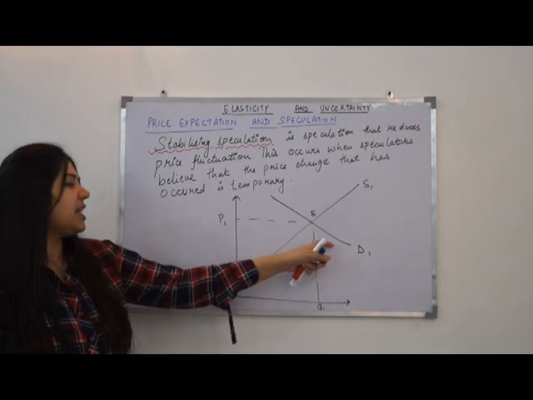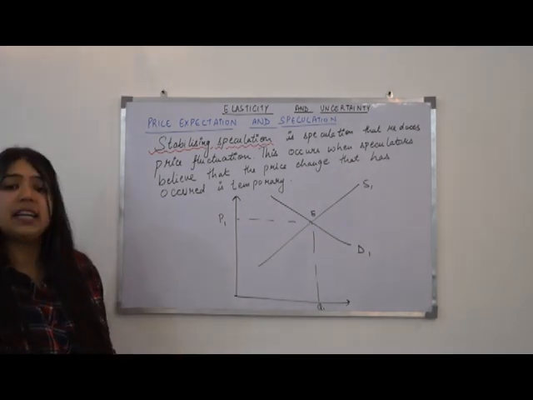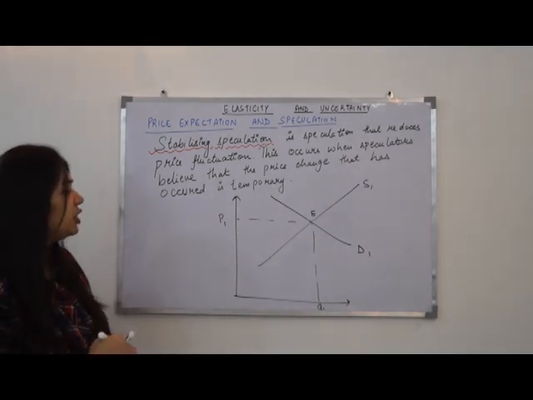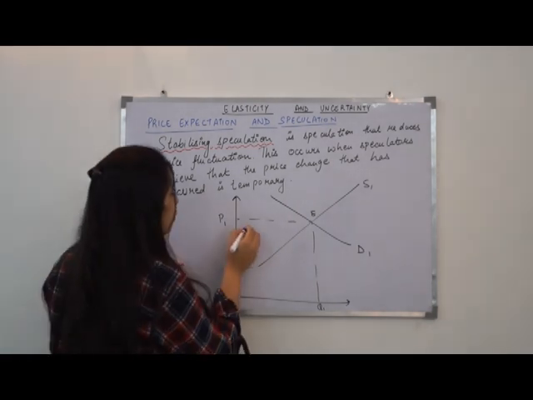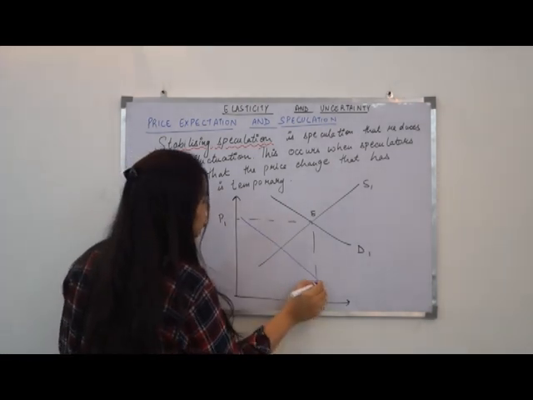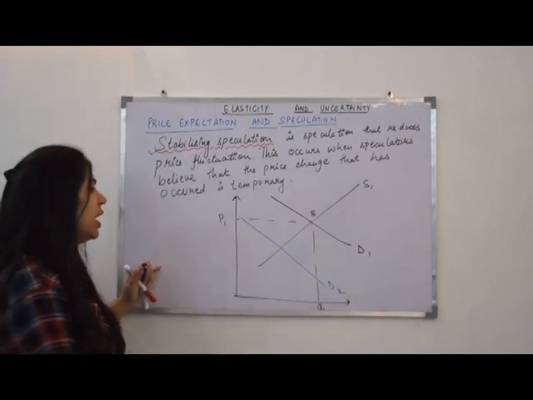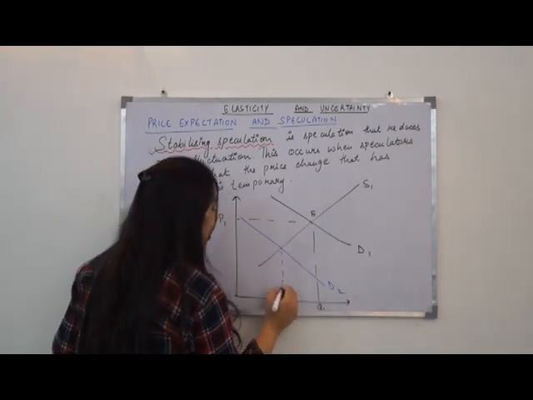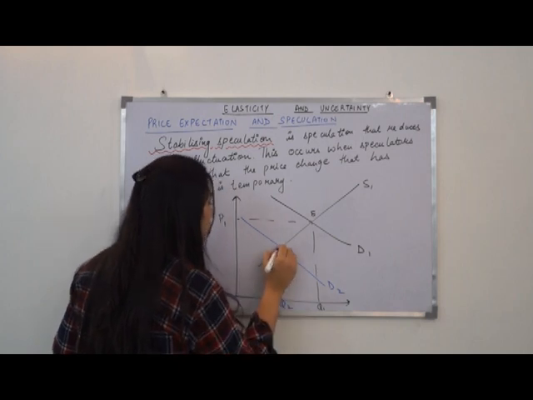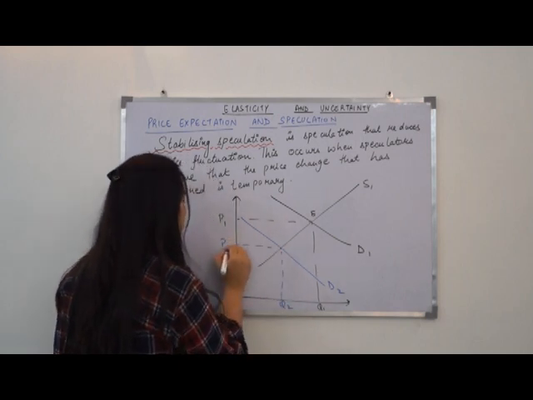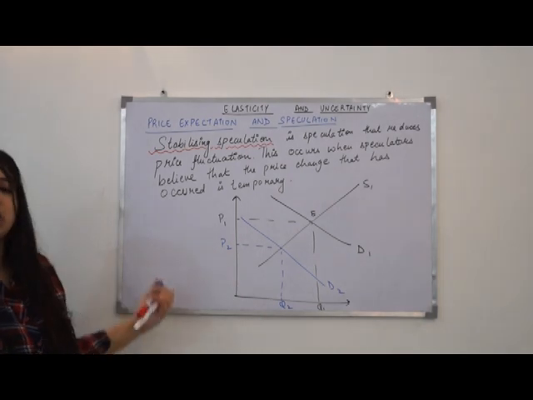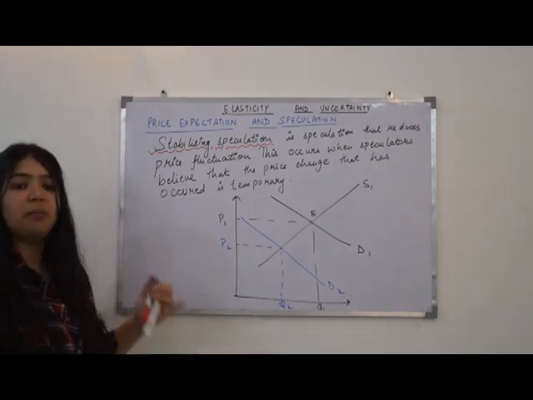Say for some reason the demand decreases, there is a leftward shift of the demand curve and it falls drastically to reach this level. So this is my new demand curve, D2, and the equilibrium over here would have been Q2 and P2. This would have been the equilibrium if there was no speculation in the market.